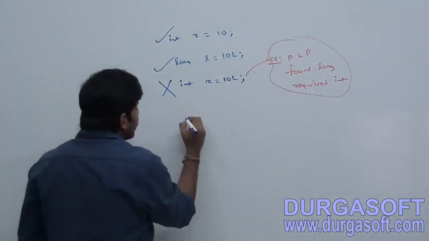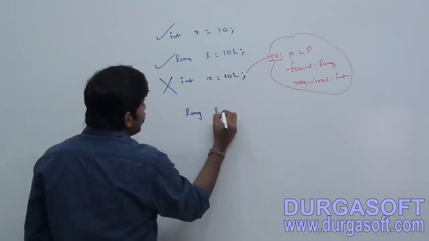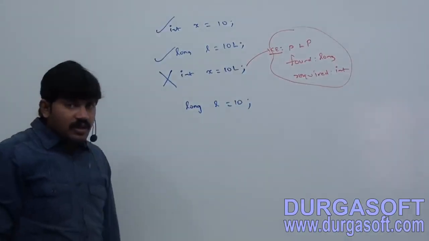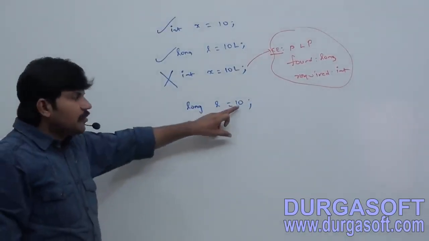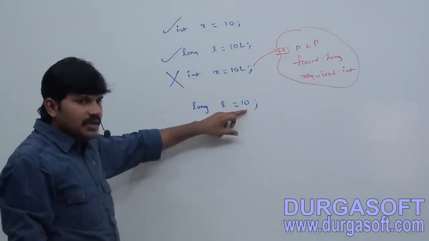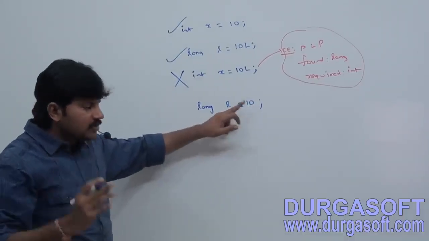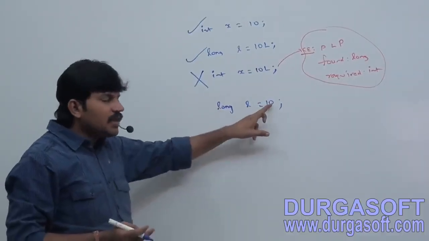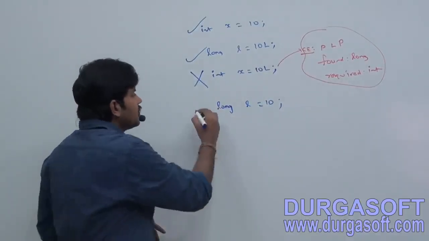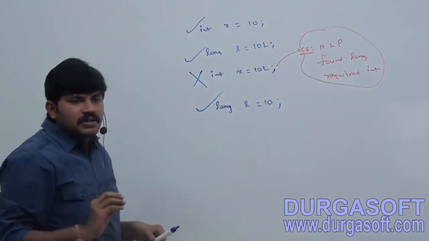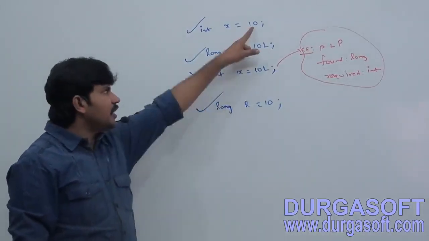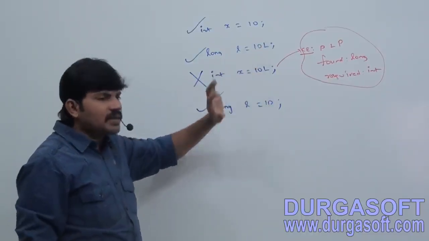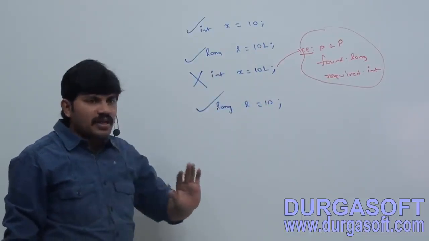Sir, I am taking long l is equal to 10. Valid or not? Yes, because 10 is integer type, 4 bytes, and long is 8 bytes. For an 8 byte variable, assigning a 4 byte value is no problem at all. By default every integral literal is of integer type, but we can specify explicitly as long by suffixing with small l or capital L.